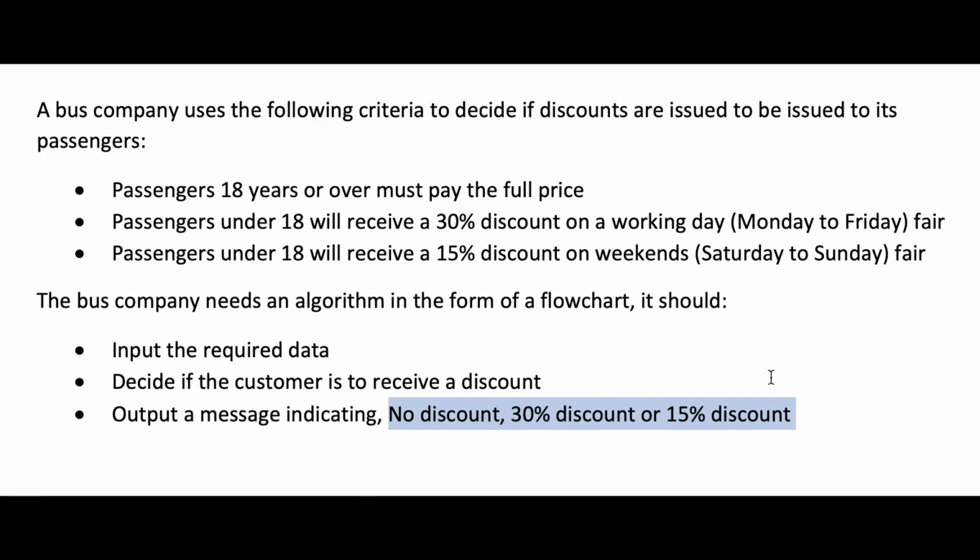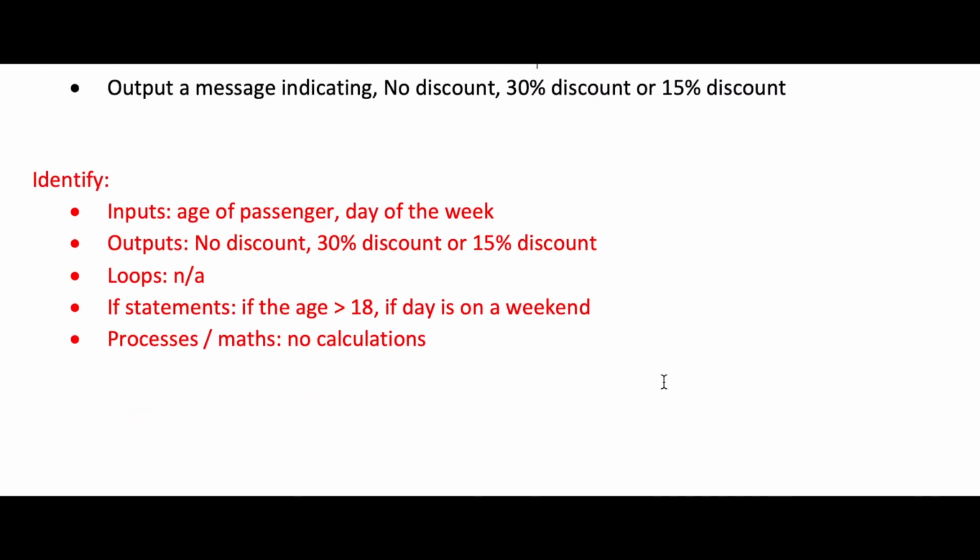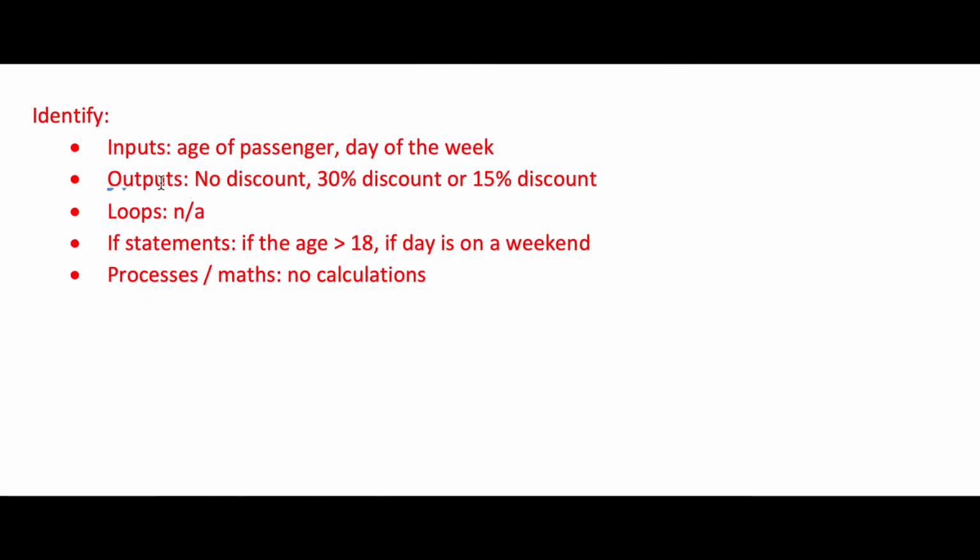So before we start drawing our flowchart, let's just clarify our understanding of the requirements of the question. To help us do that, we are going to make some identifications. So let's start by identifying the inputs. What inputs is the question asking us for? The age of the passenger will be needed to determine if a discount is to be issued, and also the day of the week, whether it be a working day or a weekend.